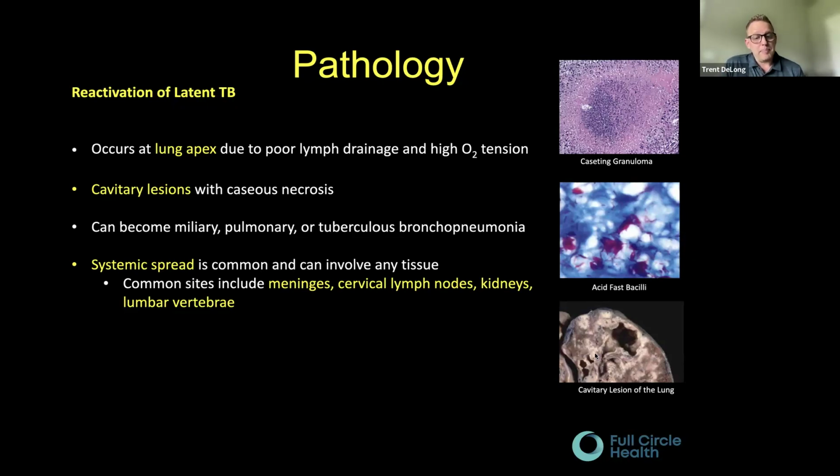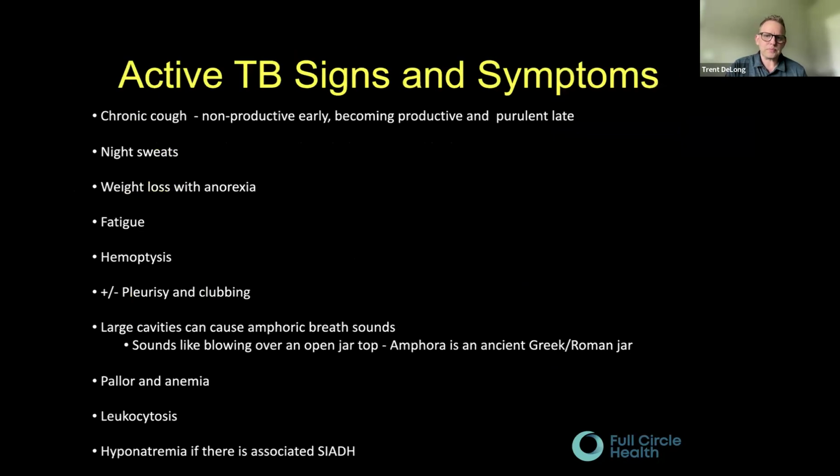Active TB can become miliary TB, pulmonary tuberculosis, or bronchopneumonia. You can get systemic spread, as we'll see a little bit later. And it is common to involve any tissue in the body. Common sites that we often see with disseminated TB from active TB cases are the meninges, the cervical lymph nodes, the kidneys, and lumbar vertebrae, to name just a few.